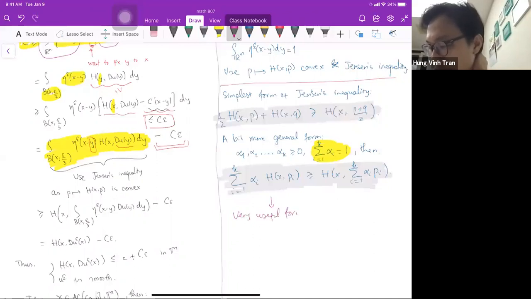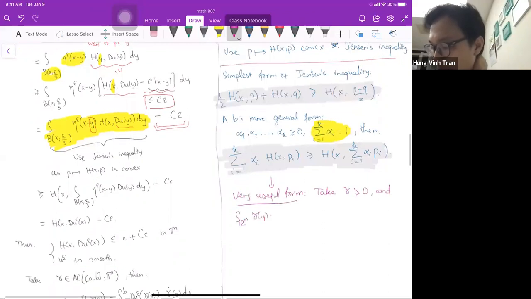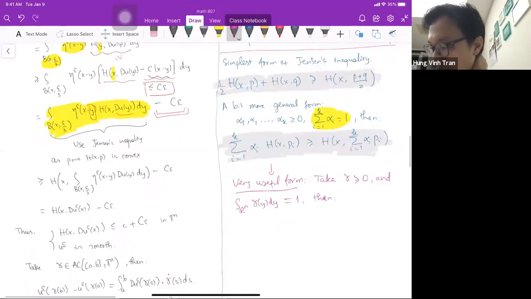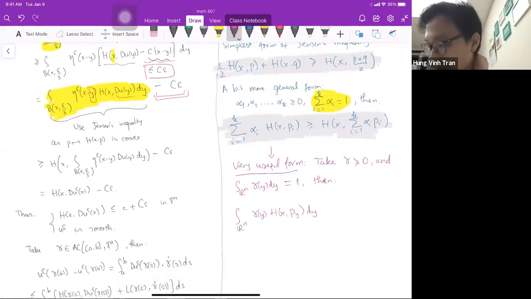I wouldn't say that it's the most general form, because a very useful form is that if you take gamma to be a non-negative and smooth enough function, and the integral in R^n of gamma(y) dy is equal to 1, then you would have that, you take the integral in R^n of gamma(y) h(x, p(y)) dy.